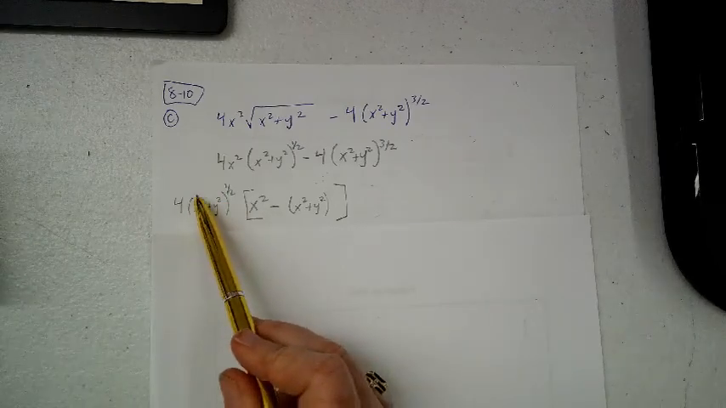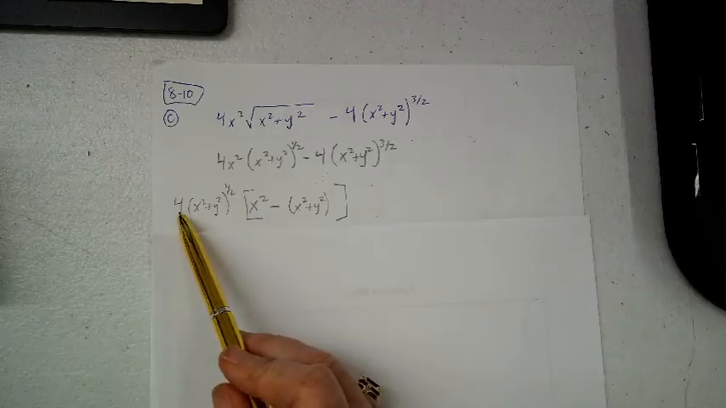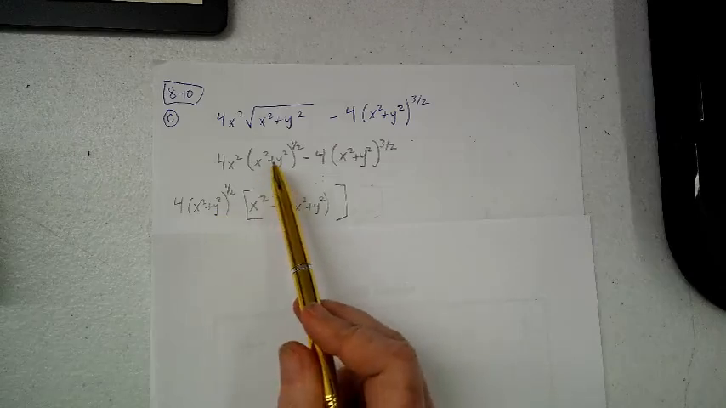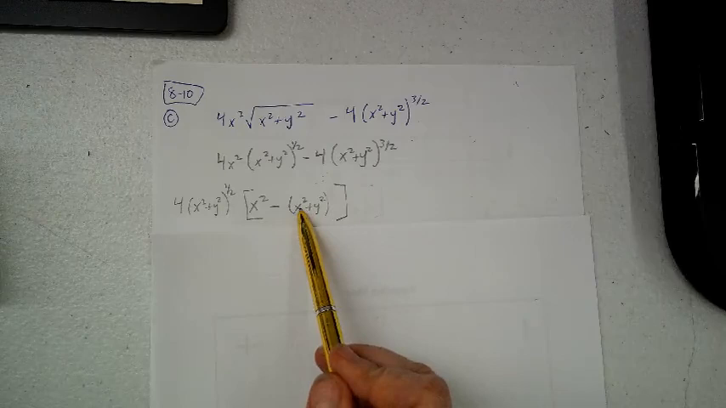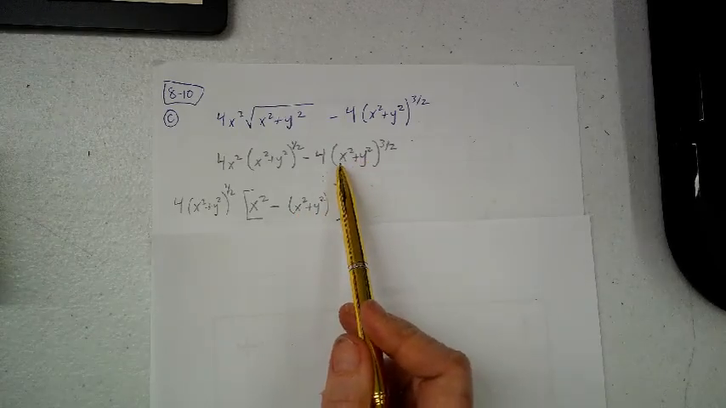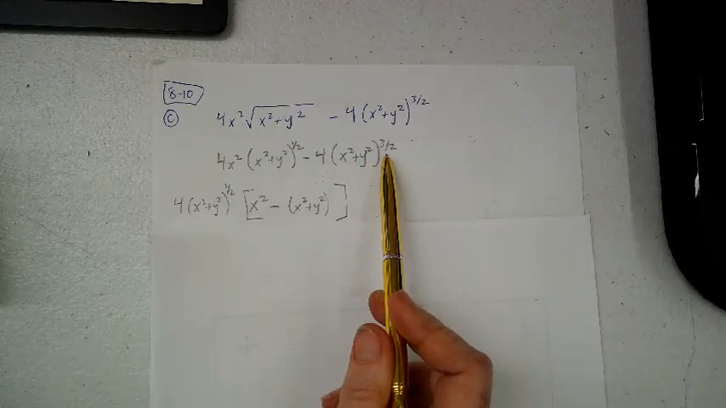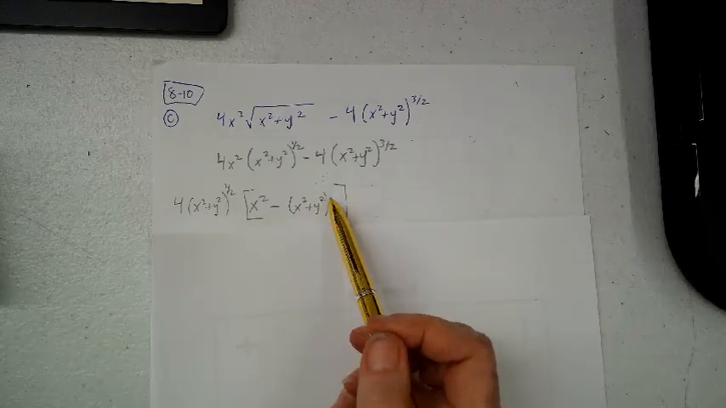And if I wanted to multiply it back in to make sure it works, if I multiplied this by this, I'd get 4x squared times this. And then this times this has to equal -4 times x squared plus y squared to the 3 halves. And that's where I got messed up at first, but then I remembered.